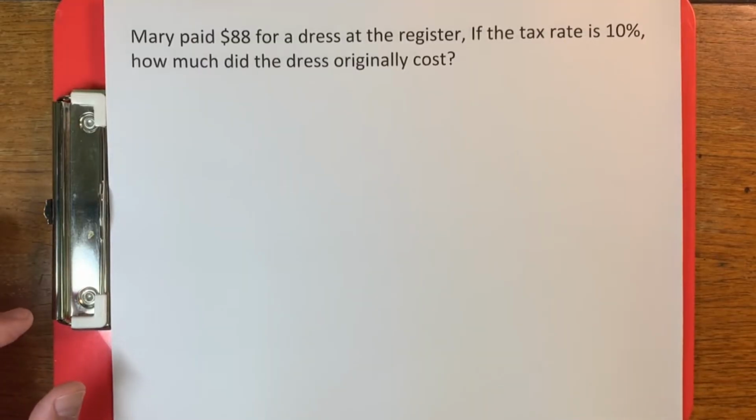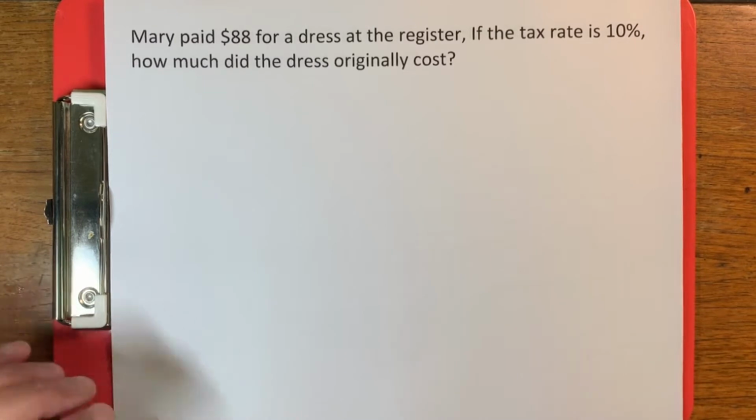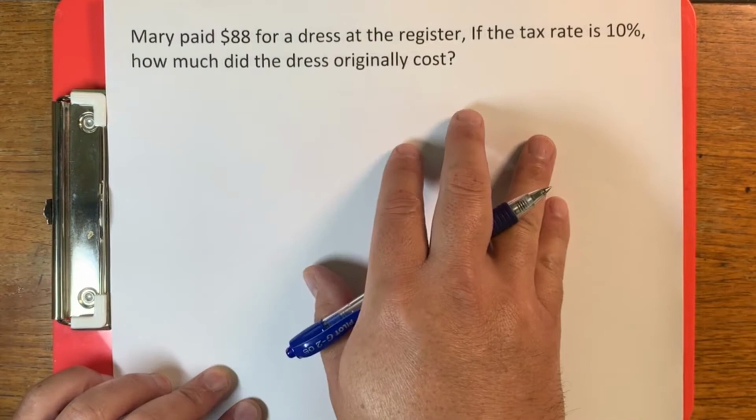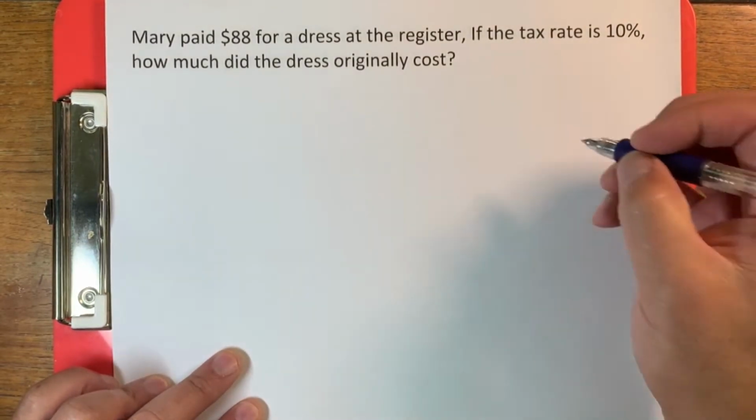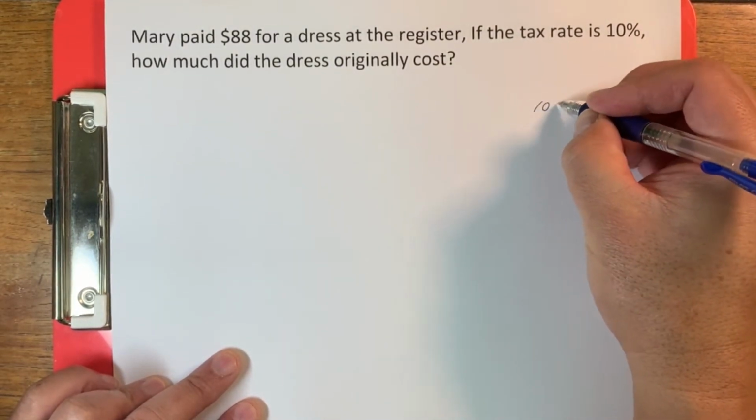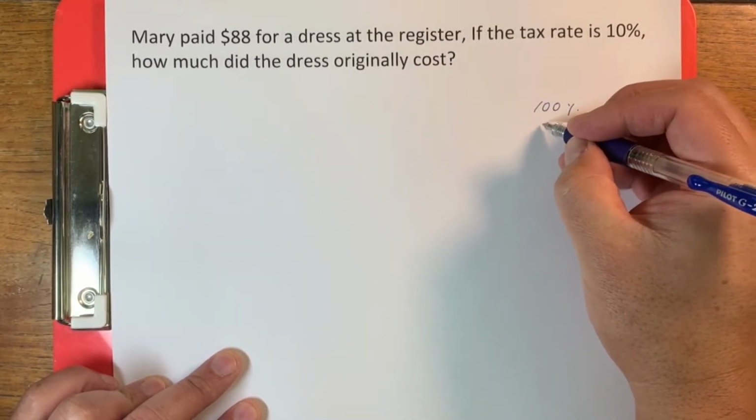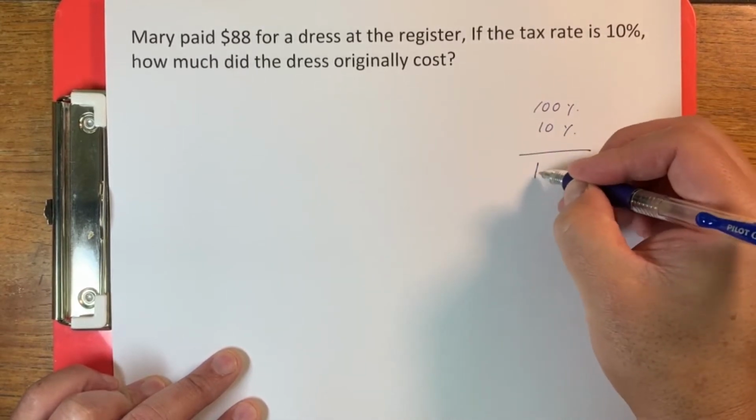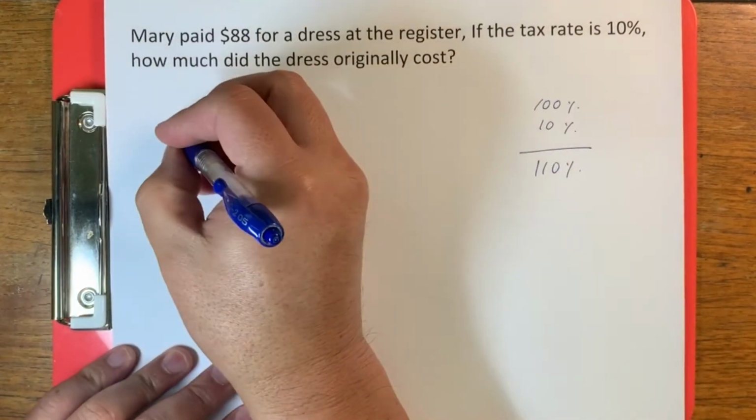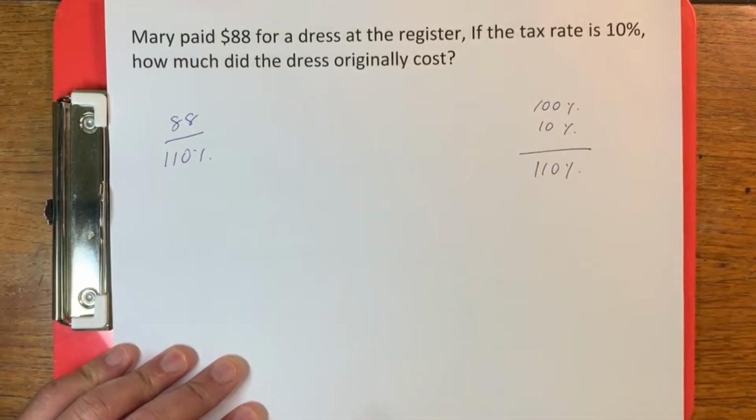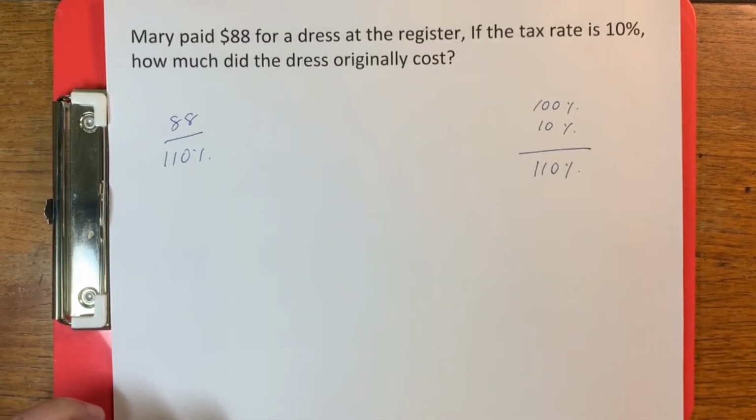Mary paid $88 for a dress at the register. If the tax rate is 10%, how much did the dress originally cost? Now, $88 represents what the dress costs plus tax. So if we think about it, $88 is 100% of the cost of the dress plus whatever the tax rate was, 10%. So $88 is 110%. It's more than the cost of the actual dress because it contains the tax.